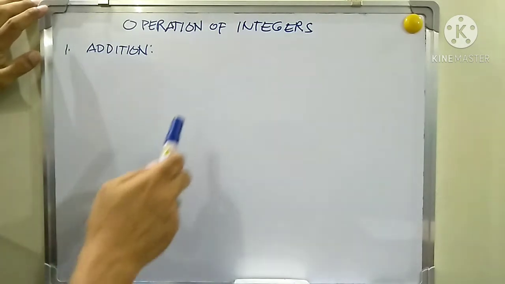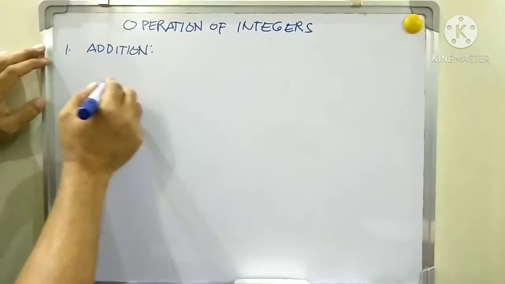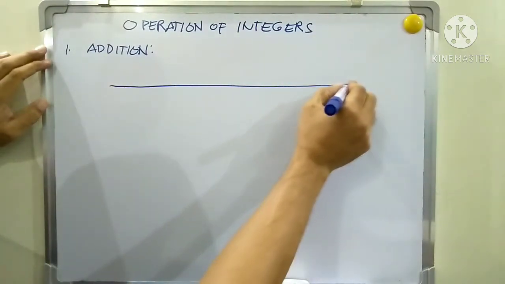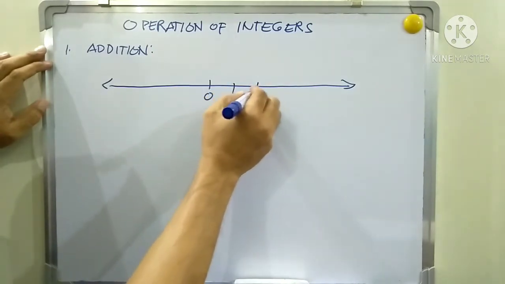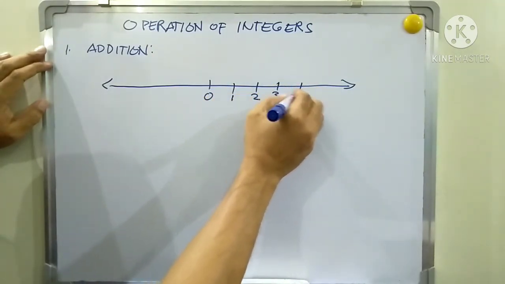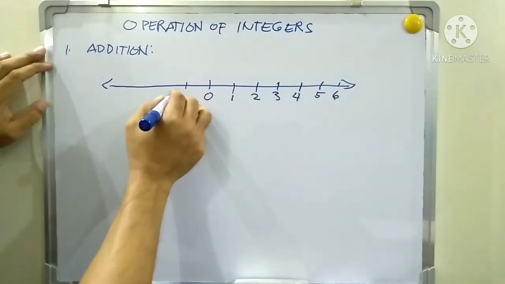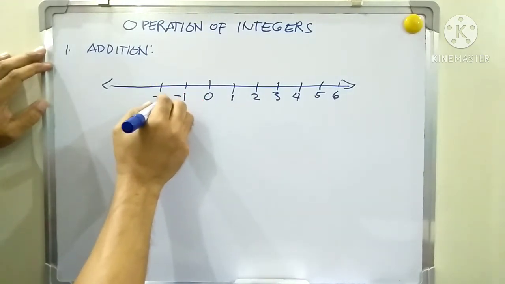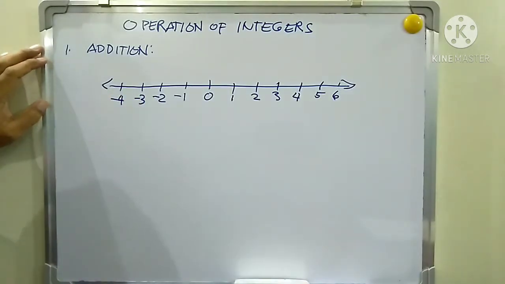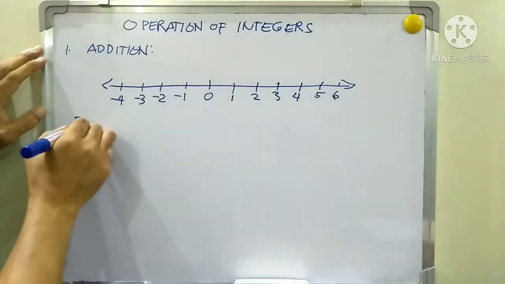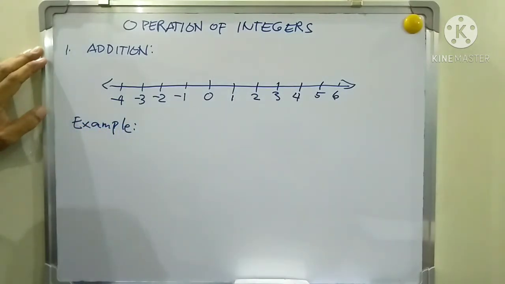Let us talk about the operation of integers. The first one is addition. We use this number line. Example.